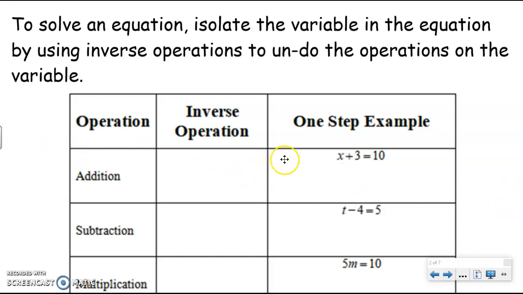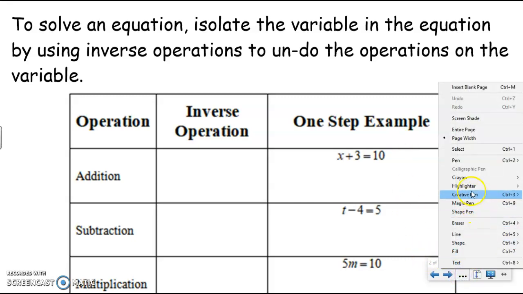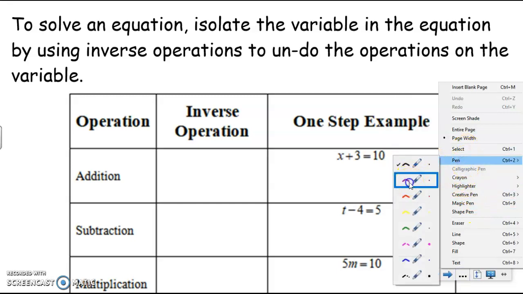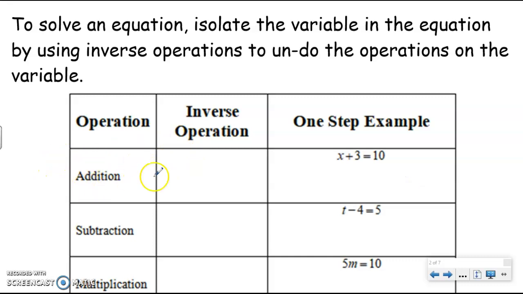To solve an equation, isolate the variable in the equation by using inverse operations to undo operations on the variable. Really what you need to remember is opposites. First, the opposite of addition is subtraction. In this example, we have x plus 3. To undo the plus 3, we're going to do minus 3.